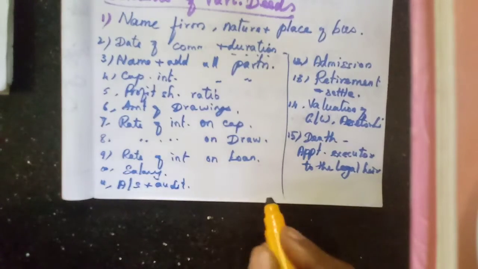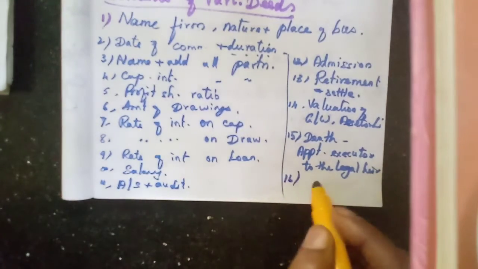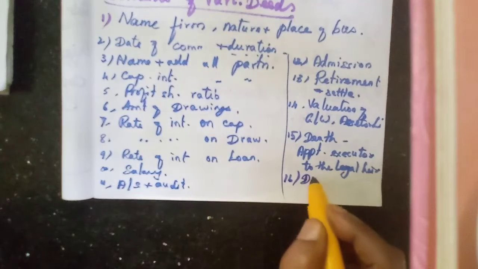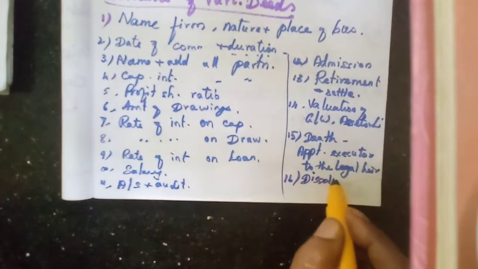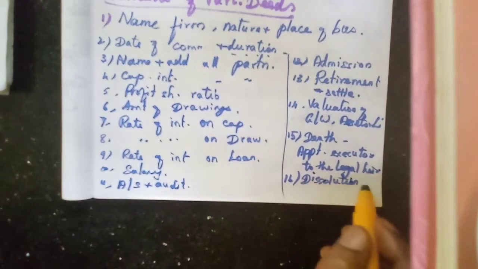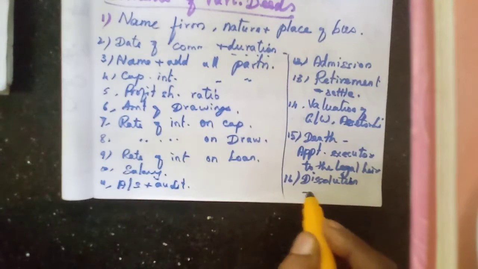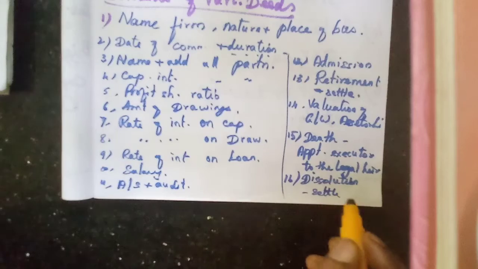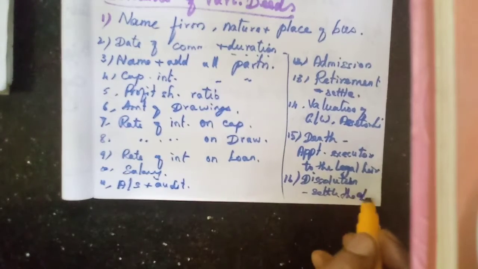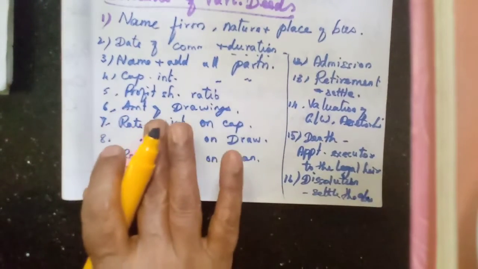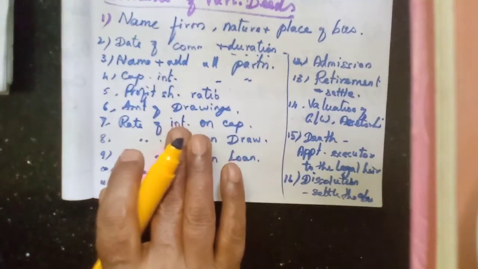Then at last, if the partnership comes to an end, that is called dissolution of the firm. At the time of dissolution of the firm, how to settle the accounts. All these things will be explained in the partnership deed.